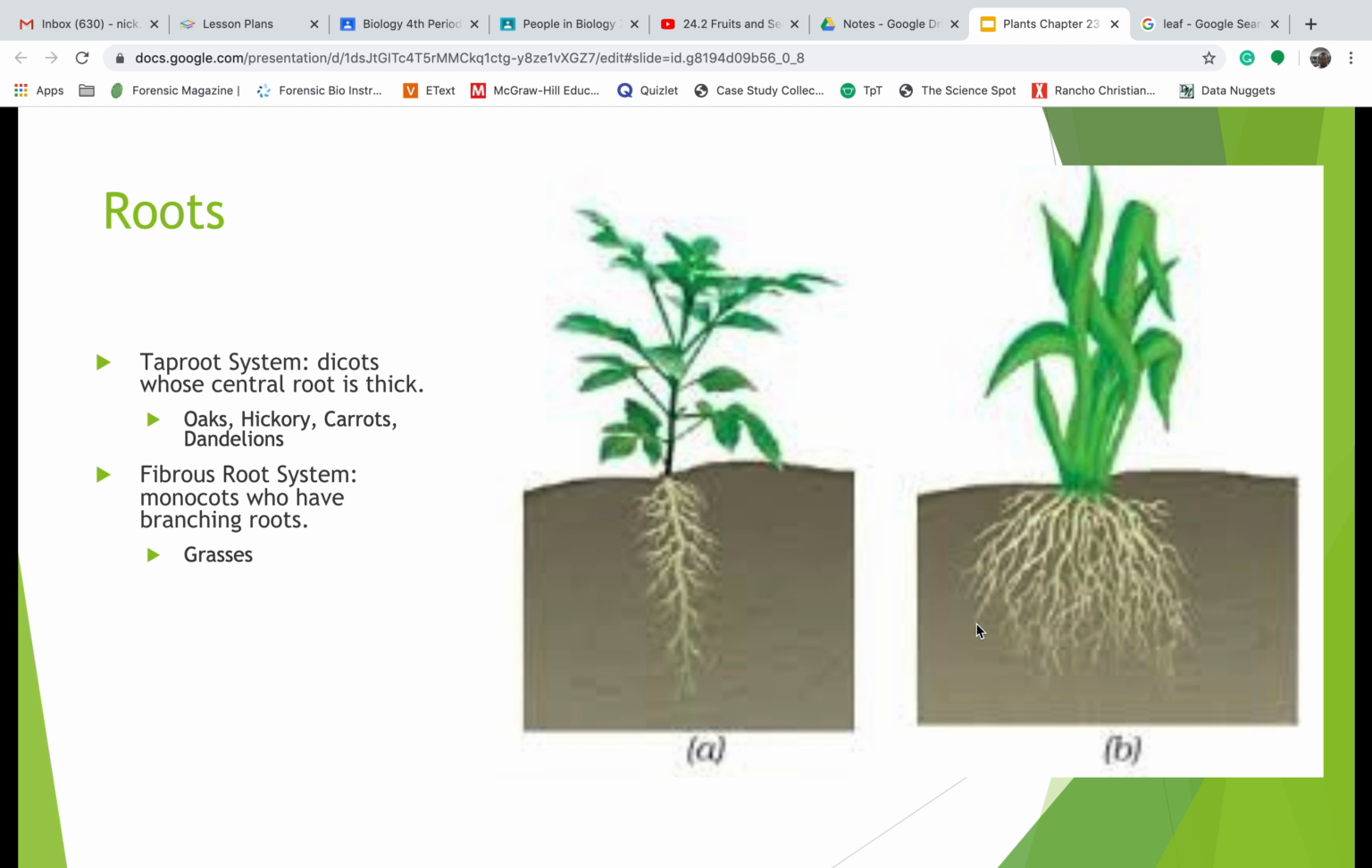And then you have this fibrous root system, which is more common in monocots, and you see these in grasses. Now, the reason for this is this creates a mesh type network that helps keep the soil from eroding. It's not very deep, but it keeps the ground pretty much from eroding.